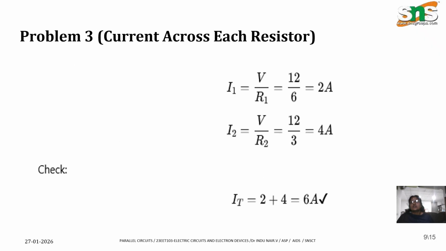Let us look at the third problem, current across each resistor. So I1 is going to be V by R1, so 12 by 6, 2 amps. I2 is going to be V by R2, that is 12 by 3, that is 4 amps. I total is equal to 2 plus 4, that is 6 amps.